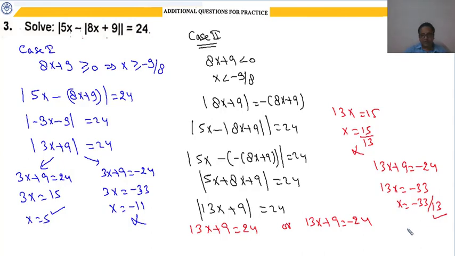So in all, how many values of x did we get? We got two values of x. One is x is equal to 5, and second is x is equal to minus 33 by 13. These two are the values which we got as the answer for x. So we solve this equation and we get two values of x: x is 5 or x is minus 33 by 13. I hope this part is clear to everyone. Clear?